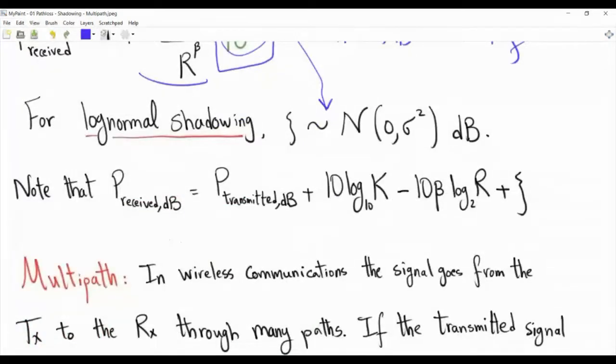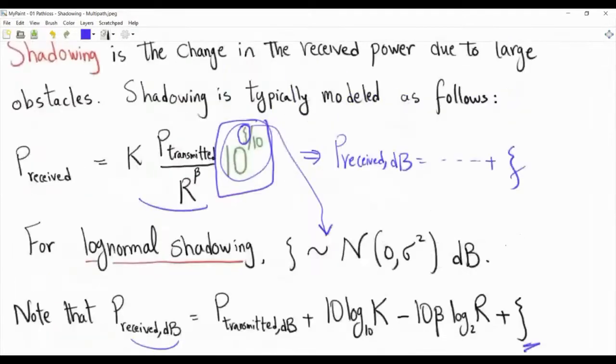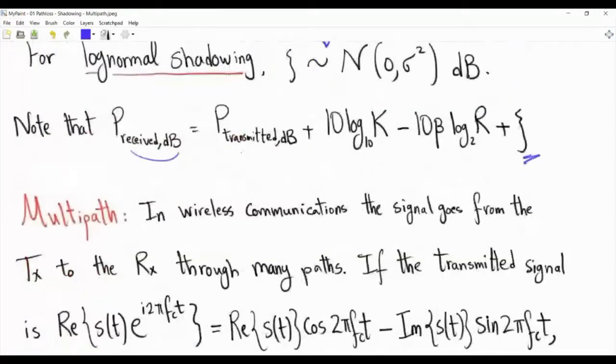Okay, so this is what I was saying here, that the received power in dB will have this term as an additive term. But on a linear scale, the shadowing parameter is multiplied, and it's typically written in this form.